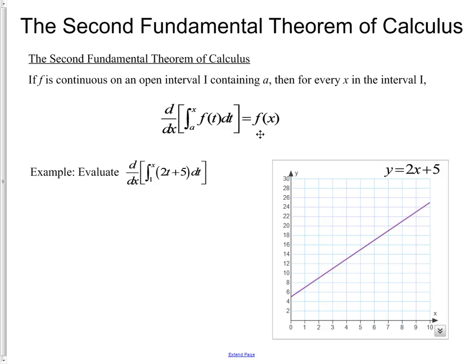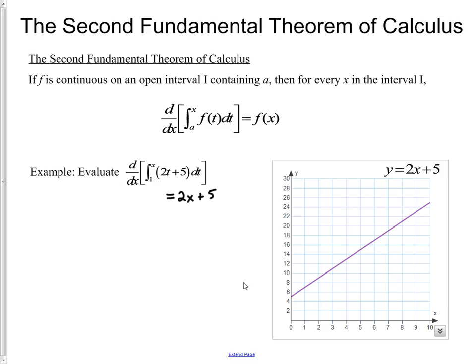Now we do have a very elegant proof of that, but let's just take this quantity here for a moment, which by the second fundamental theorem of calculus states that we should end up with the function. The derivative with respect to x of the definite integral from 1 to x of 2t plus 5 dt should end up giving us 2x plus 5.